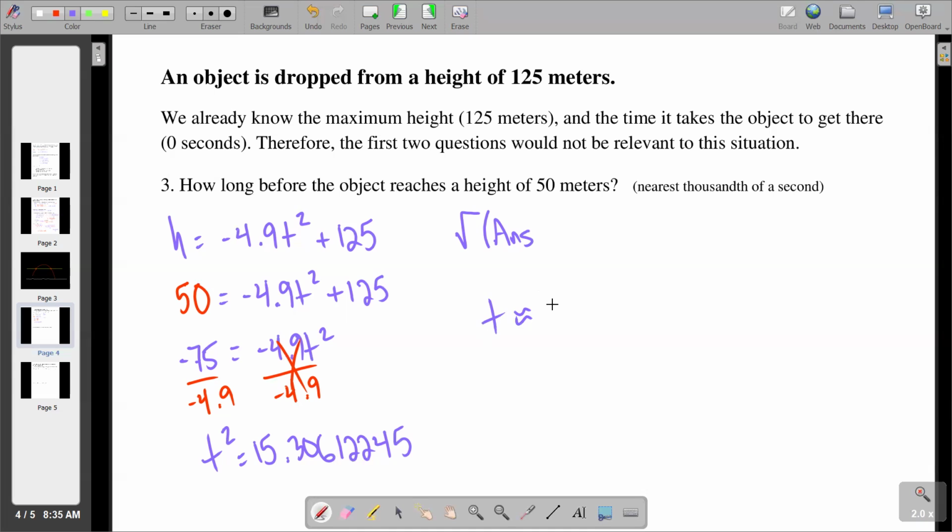Technically, it would be a positive negative. Like I have to say this, so the math gods don't strike me down today. When you take the square root of a number, it really should be positive and negative. But why would I even consider the negative? So I'm just going to take the positive that my calculator gives me, and I'm going to call it 3.912 seconds.